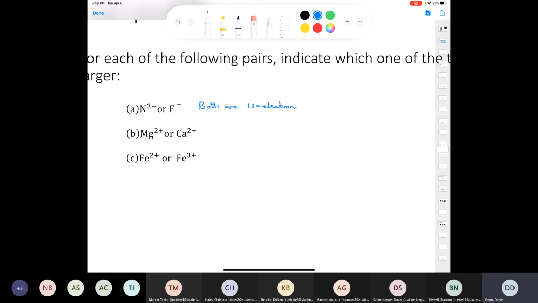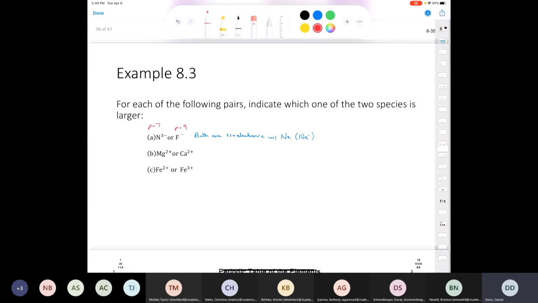isoelectronic with neon. They both have a total of 10 electrons, but how many protons are in the nucleus of each one of these? Nitrogen has 7 protons, and fluorine has 9 protons. Therefore, which one of these do you think is going to be larger?